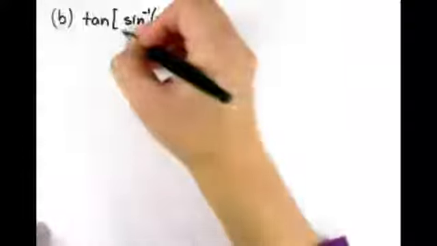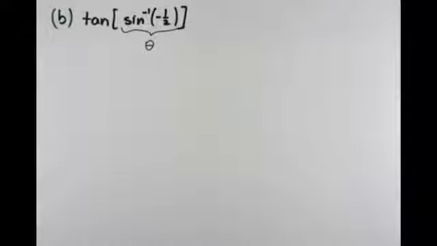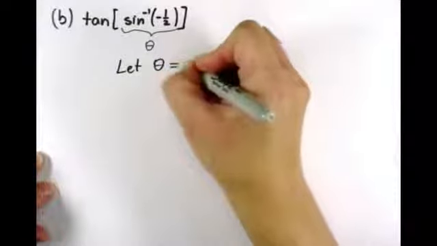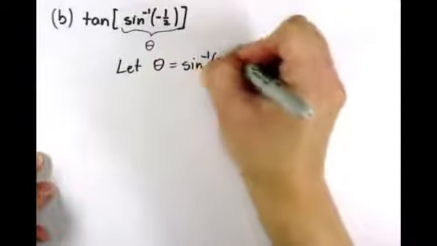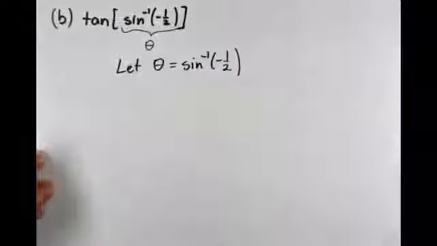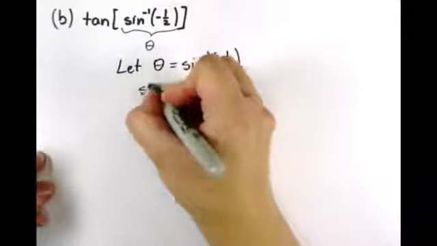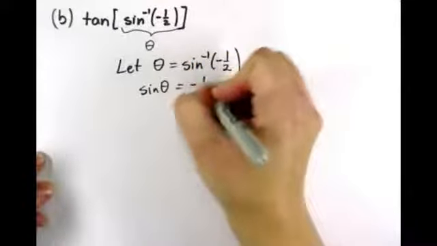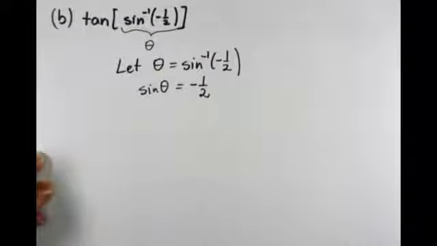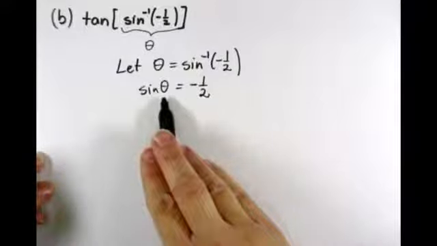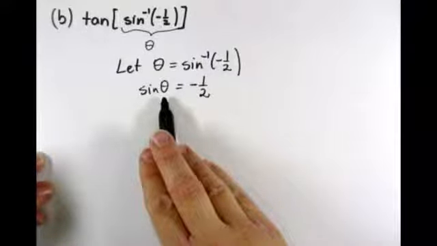So first thing we're going to do, we're going to set the function inside as my theta. Okay? So we write, let theta be equal to sine inverse of minus 1/2. Now I take sine of both sides, so we have that sine theta is equal to minus 1/2. Then set up your triangle, and we do need to identify the theta. So we need to get what quadrant we are in.